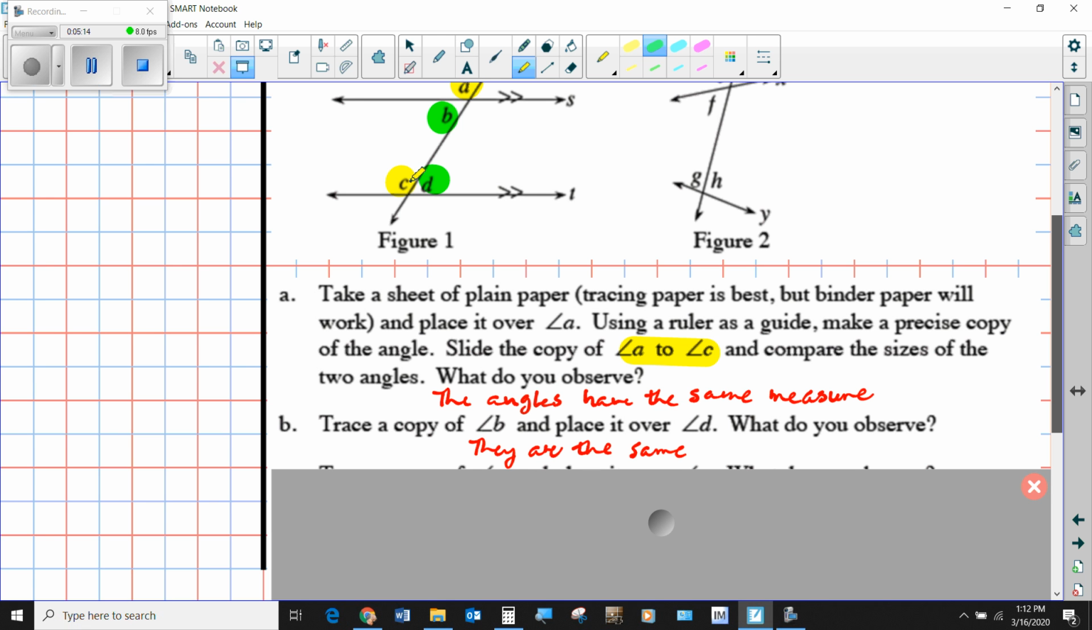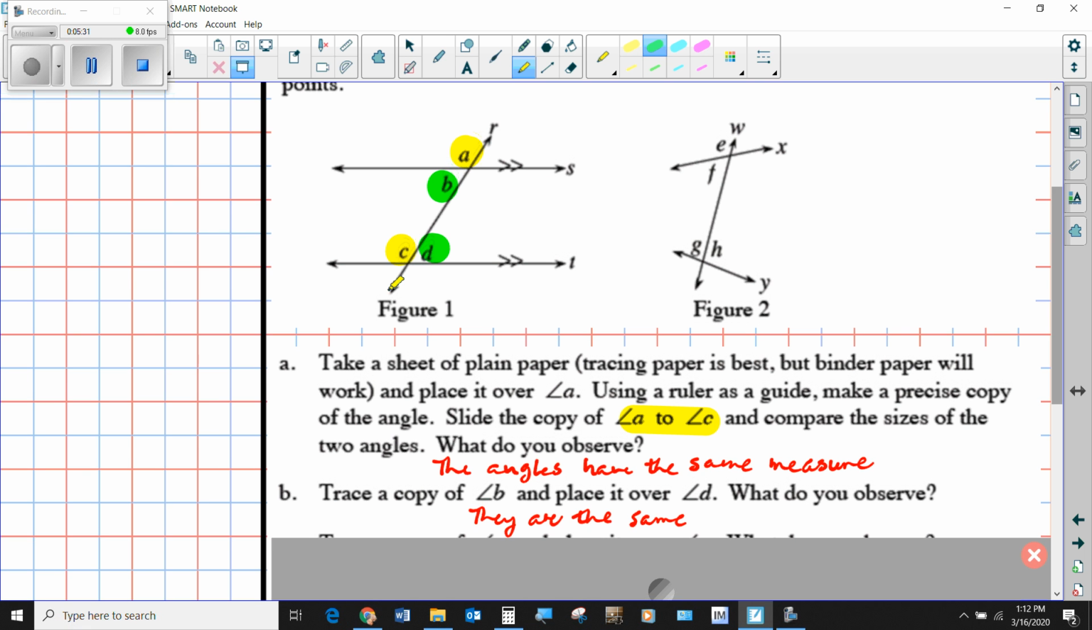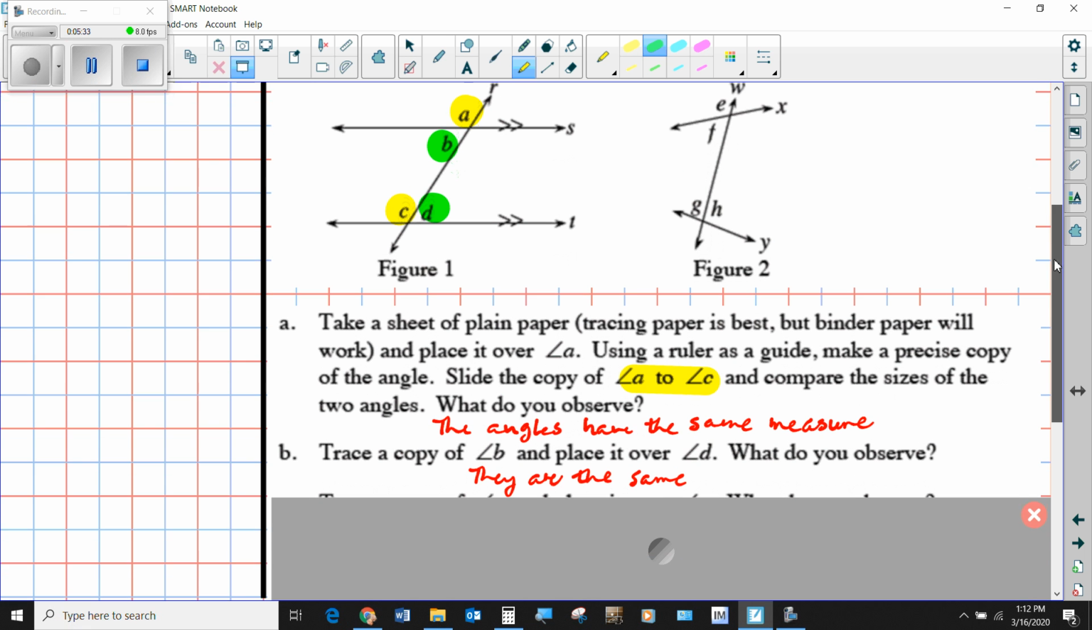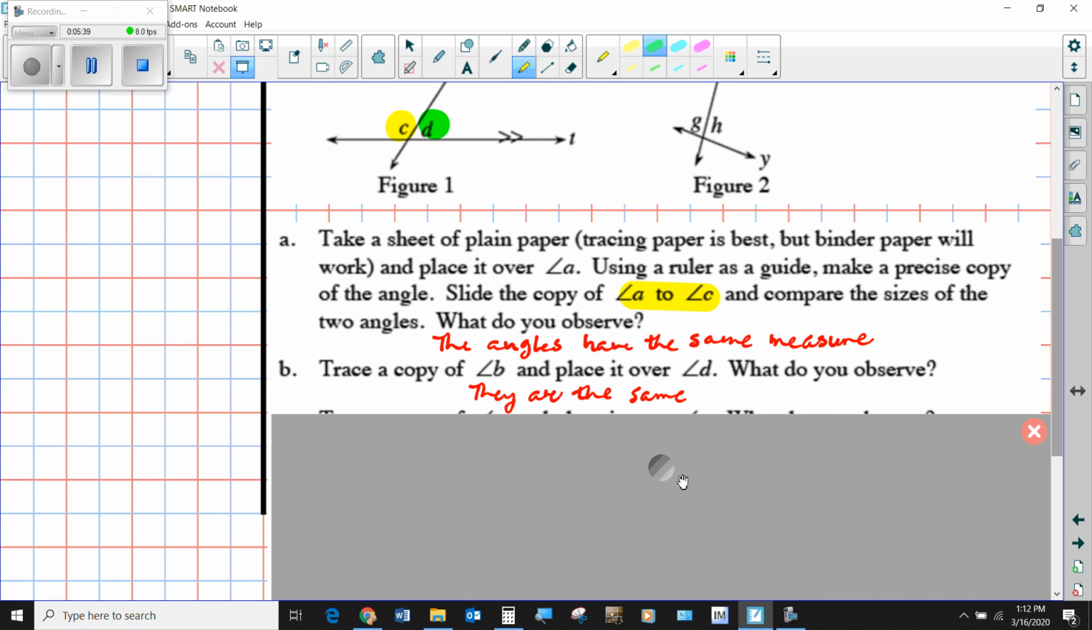A and C are corresponding angles, and B and D are alternate interior. Notice how they look like they're about the same. These are acute angles, and A and C are obtuse angles. They look like they're the same. They are the same measure. That will always happen whenever you've got parallel lines being intersected by a transversal. Corresponding angles are congruent. The alternate interior angles will be congruent.